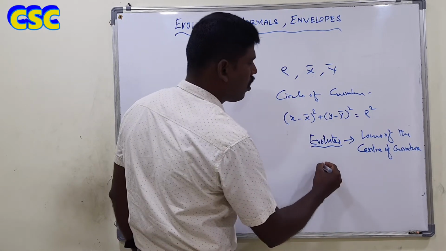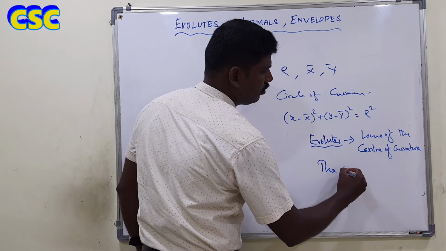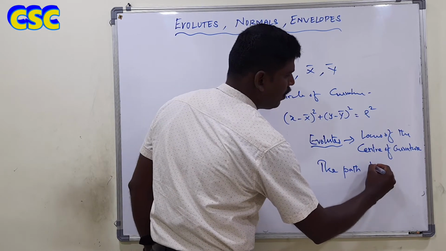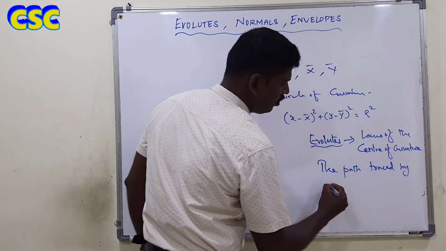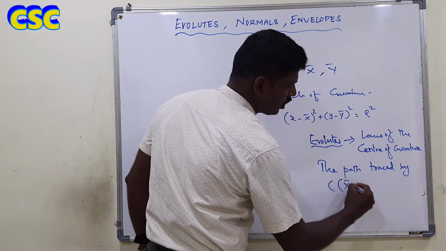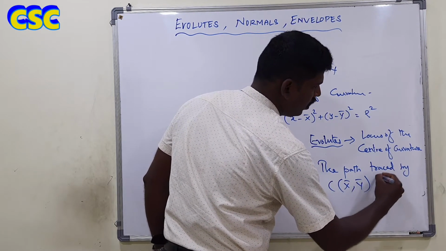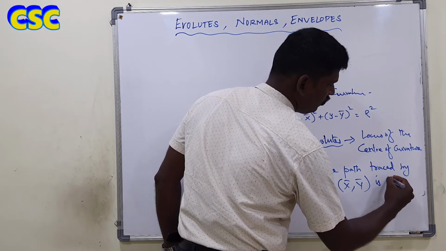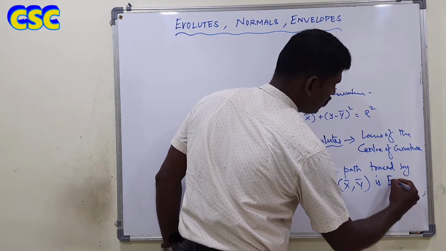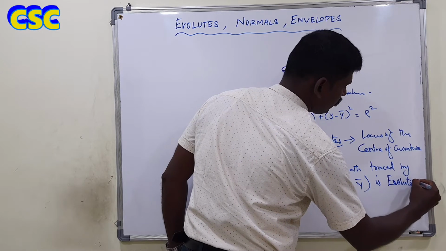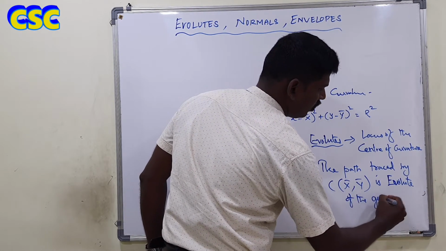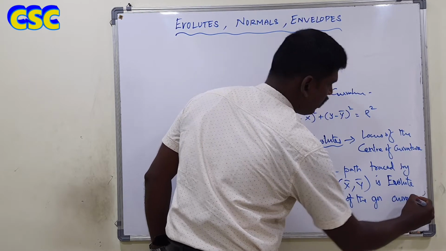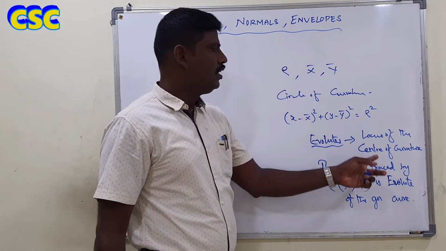That means the point traced by C, x bar comma y bar, is the locus. That is the evolute of the given curve, isn't it? Locus of the center of curvature.